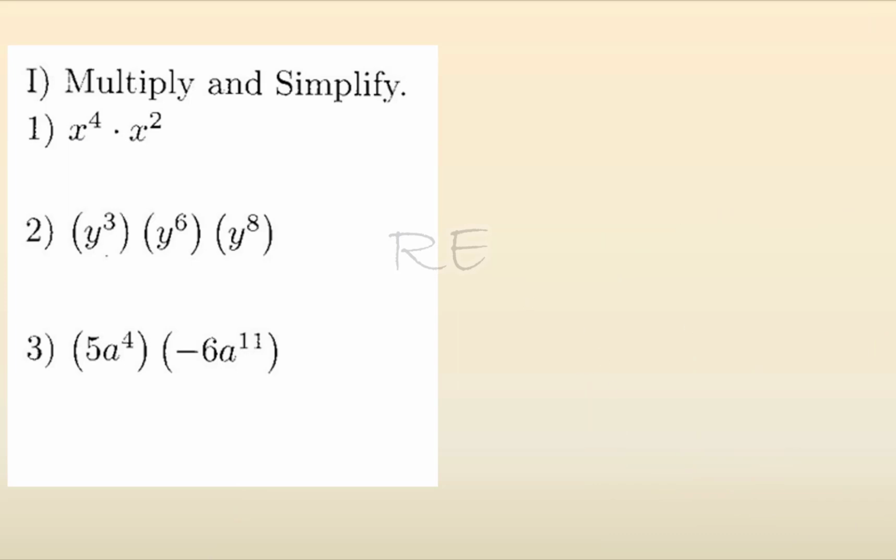Multiply and simplify. X to the 4th times x to the 2nd. X to the 4 plus 2, x to the 6. Y to the 3rd times y to the 6th times y to the 8th. 3 plus 6, 9 plus 8, 17. Y to the 17. 5 times negative 6, negative 30. A to the 4th times a to the 11. 4 plus 11, 15. Negative 30, a to the 15.